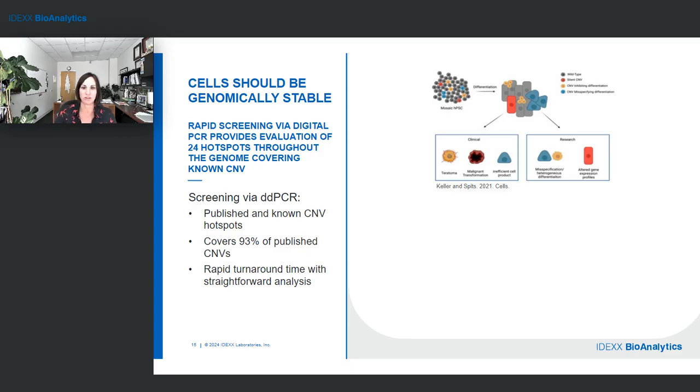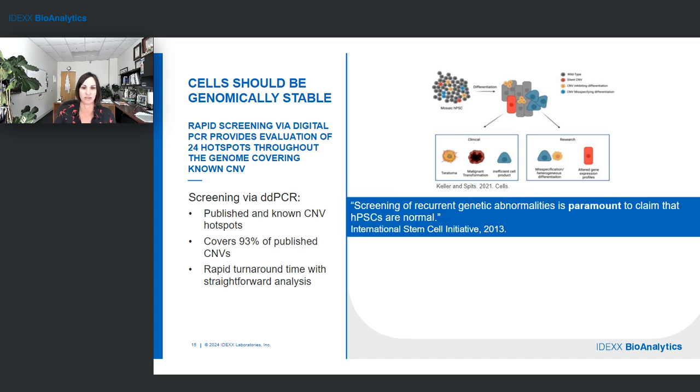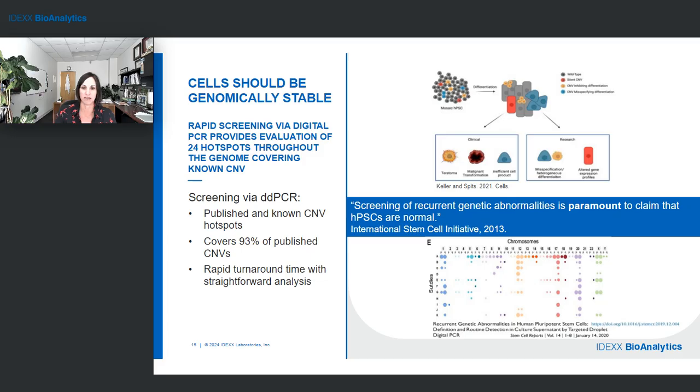And since 2013, there has been a statement from the International Stem Cell Initiative that screening for genetic abnormalities is paramount to claiming that these cells are normal. So together with STEM Genomics, we now offer a rapid screening, and this is done with digital PCR and provides evaluation of 24 copy number variant hotspots throughout the genome.